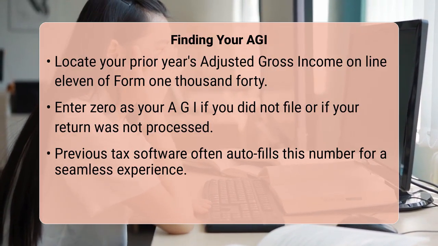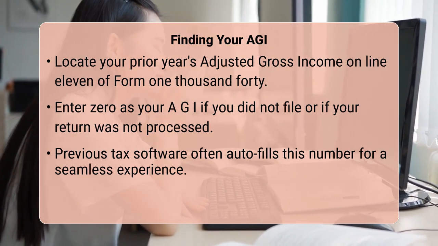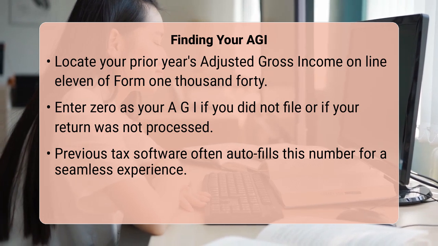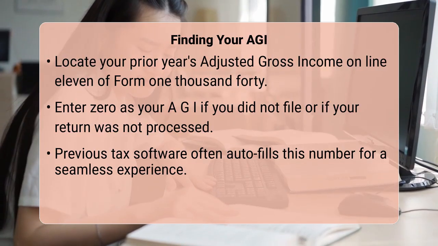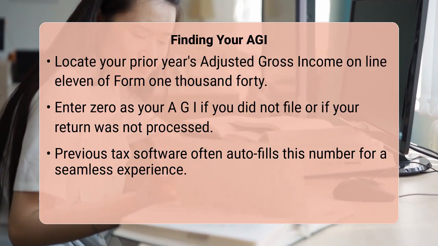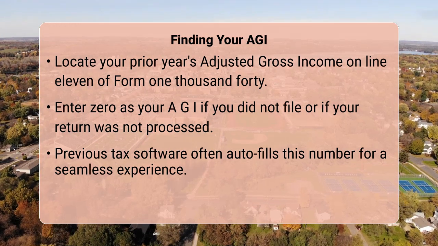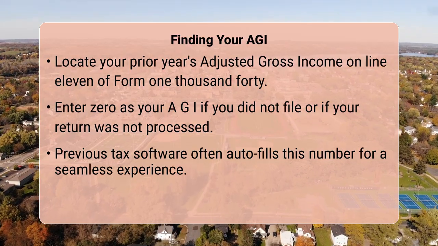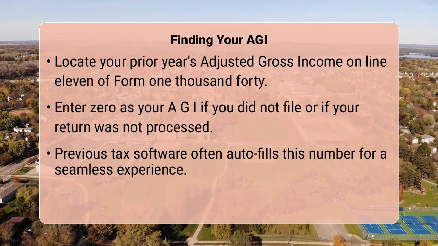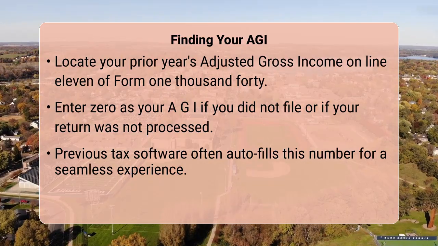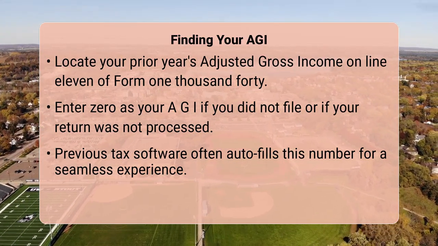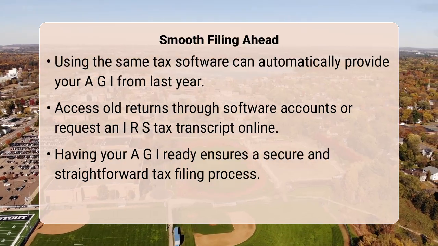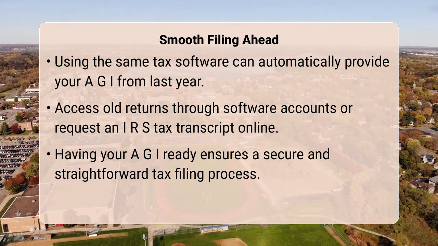Also, if your prior year's return has not been fully processed by the IRS, perhaps due to a late filing or an amendment, you should still enter 0 for your AGI. One helpful tip to remember is that if you used the same tax software last year, your prior year's AGI might automatically populate when you begin your new return. This small convenience can save you time and reduce stress, making the e-filing experience even smoother.